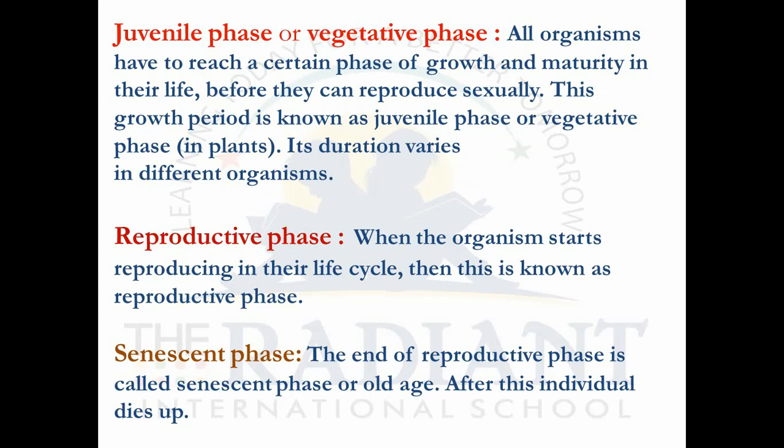The third most important is the senescent phase. It's called old phase. That means end of the reproductive phase. It is called senescent phase or old phase. After this, the individual dies. That means it's the end. So this is the life cycle which is classified into three different phases: juvenile phase, reproductive phase, and senescent phase.